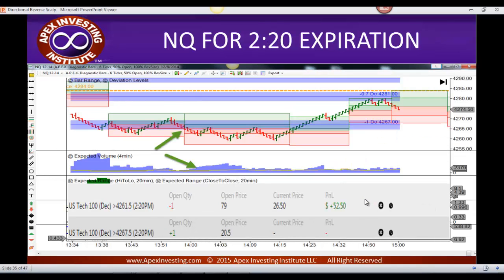Another example here, the next range, 220 expiration, you can see it again, bouncing, volume, hopping in here. Bought one at 20, sold one at 79. That one's up 52.50.